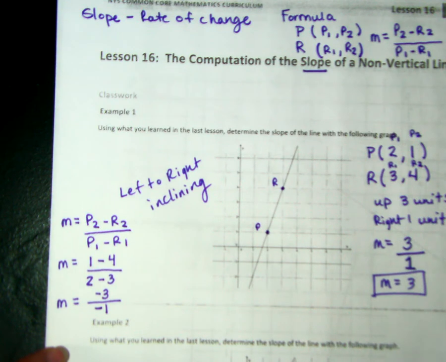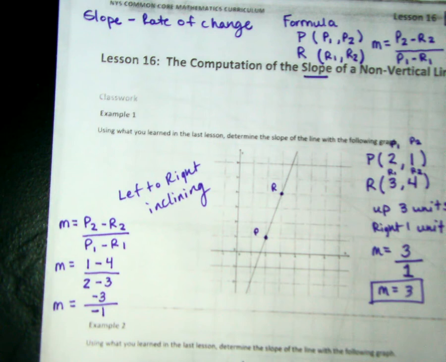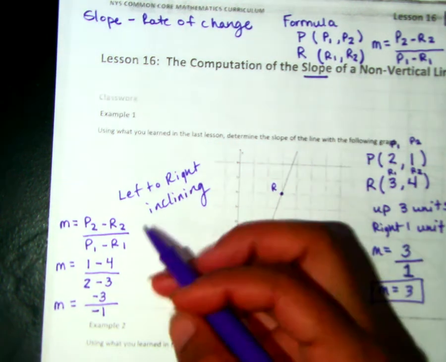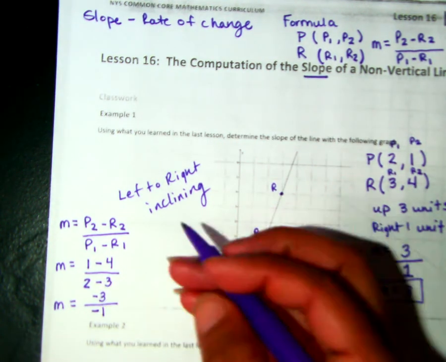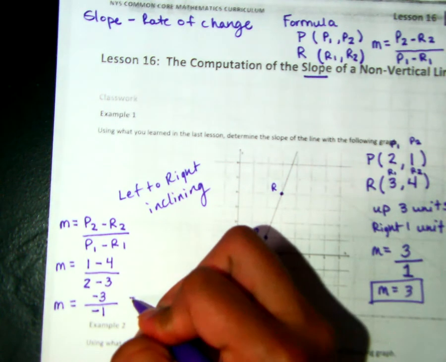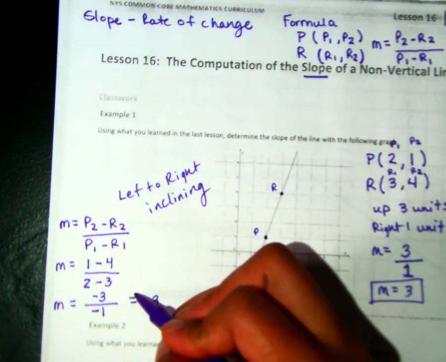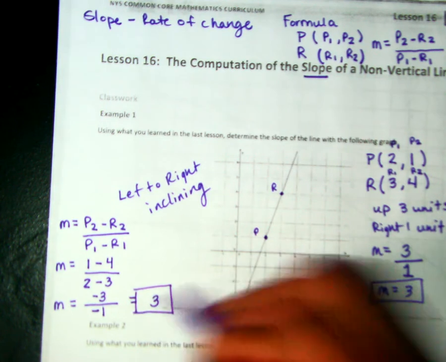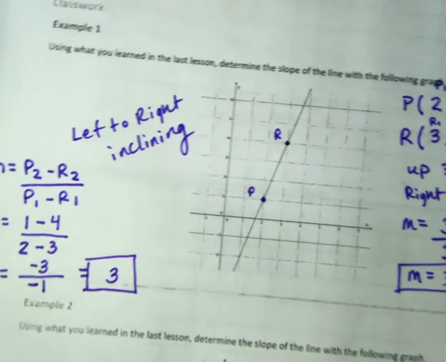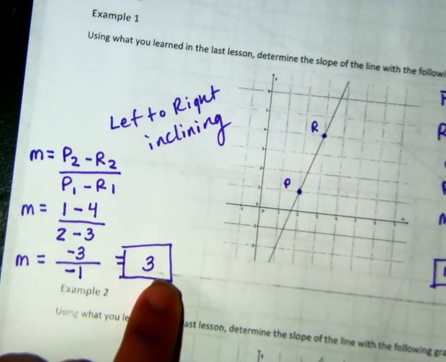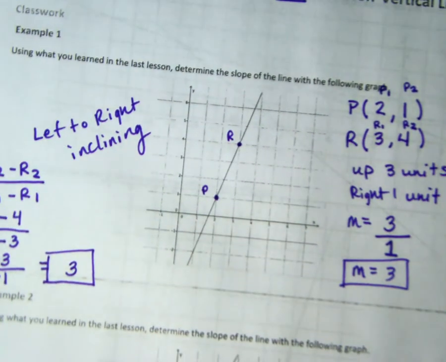All right. Then I want to simplify my last step because I'm working with fractions. And in previous grades, we always simplify. When I have a negative divided by a negative, I'm actually going to be working with a positive. So M is equal to a positive 3. Okay, so using the computation method, I was still able to get that my slope is equal to 3, just like I did in lesson 15.